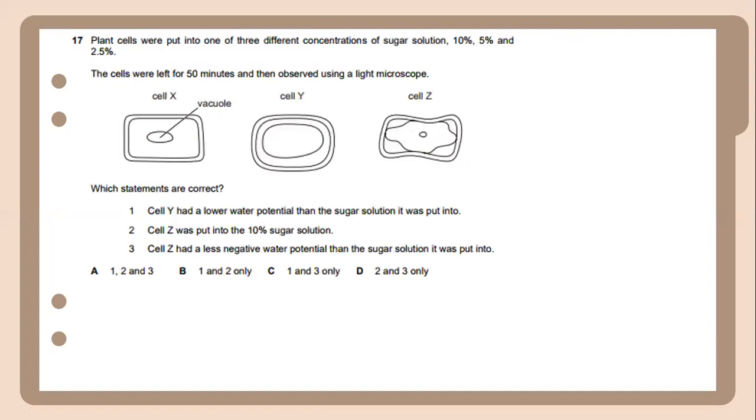Plant cells were put into one of three different concentrations of sugar solution, 10%, 5%, and 2.5%. The cells were left for 50 minutes and then observed using a light microscope. Which statements are correct? Three statements are correct. Cell Y has a lower water potential than the sugar solution it was put into. Cell Z was put into the 10% sugar solution, and cell Z had a less negative water potential than the sugar solution it was put into.